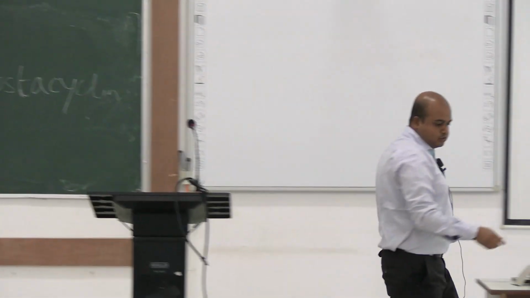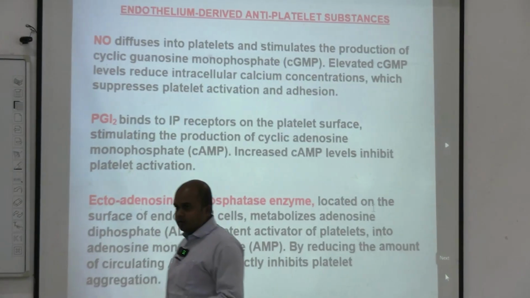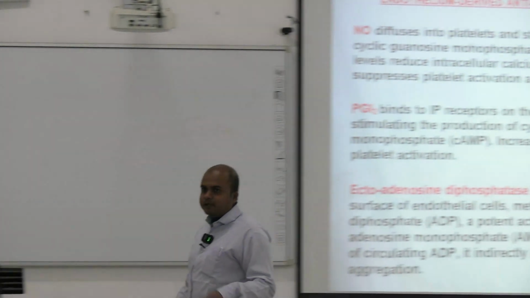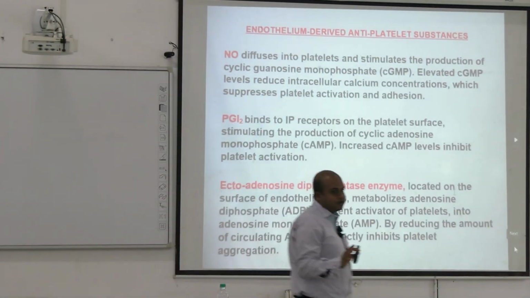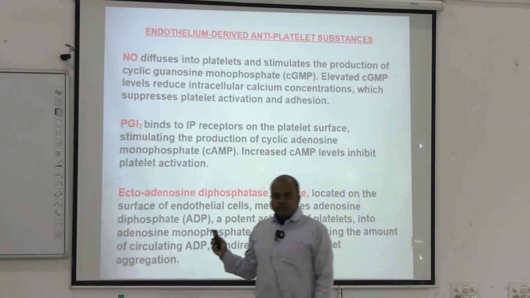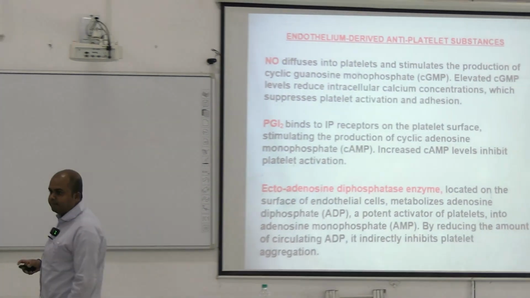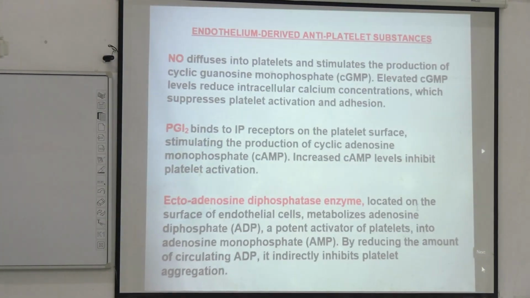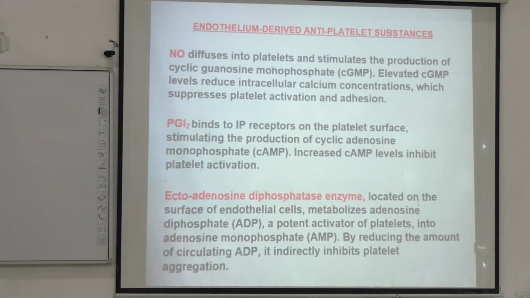And another enzyme which you can see, ectoadenosine diphosphate enzyme, breaks down ADP. Platelets have ADP in their dense granules, and this enzyme breaks down ADP to AMP. So if circulating ADP is less, then platelet aggregation is inhibited. So these 3 things are also derived from the endothelium but act as antiplatelet substances: nitric oxide, prostacyclin and ectoadenosine diphosphate enzyme.